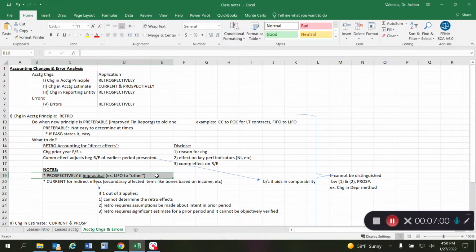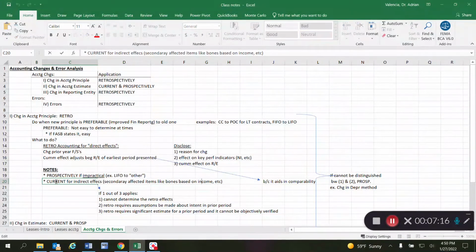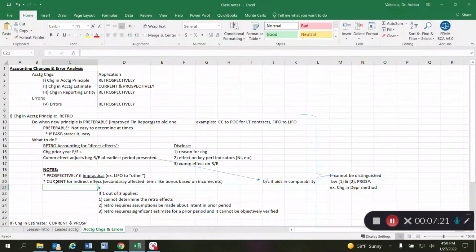And then regarding what I mentioned a few minutes ago here, that the retrospective application is for direct effects. If you have indirect effects, okay, these are secondary affected items like what I mentioned a second ago about a bonus. Let me correct the typo here. A bonus based on the direct effects, then the application for those changes are done currently. All right. So if for some reason you're going to increase the bonus because of the fact that income changed due to that change in accounting principle, that change in bonus or that additional amount in bonus is applied only to the current period.